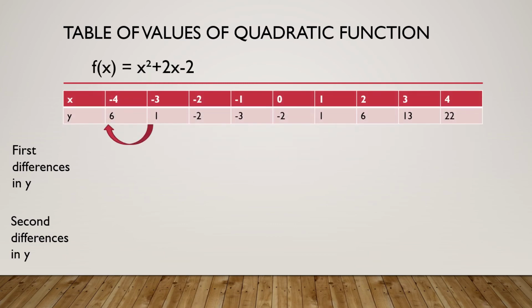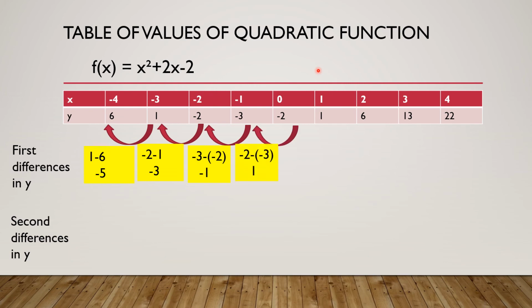Okay, so I have here table of values for x squared plus 2x minus 2. Or f of x is equal to x squared plus 2x minus 2. So let's get the first differences. Same value of x. Okay? So ang differences sa x, pare-parehong 1. So let's have 1 minus 6, that is negative 5. And negative 2 minus 1, that is negative 3. And then we have negative 3 minus negative 2, that is negative 1.